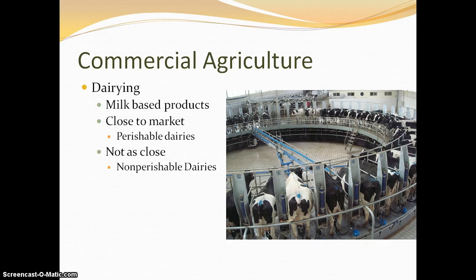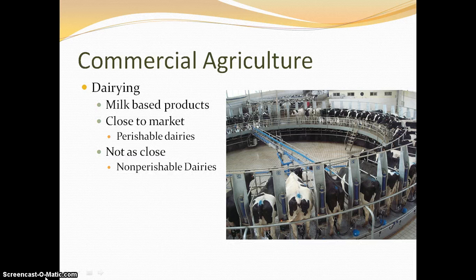Milk and those types of products are going to tend to be processed and gotten much closer to the market. So you're going to tend to have more production facilities for milk than you might have for milk-based products. So when we look at items such as cheeses, butters, sour cream and those types of things, those tend to not be as perishable, and so you can have production facilities that are a little bit further away.